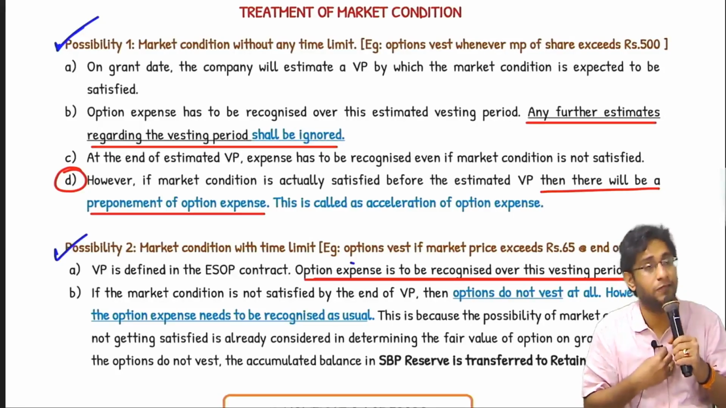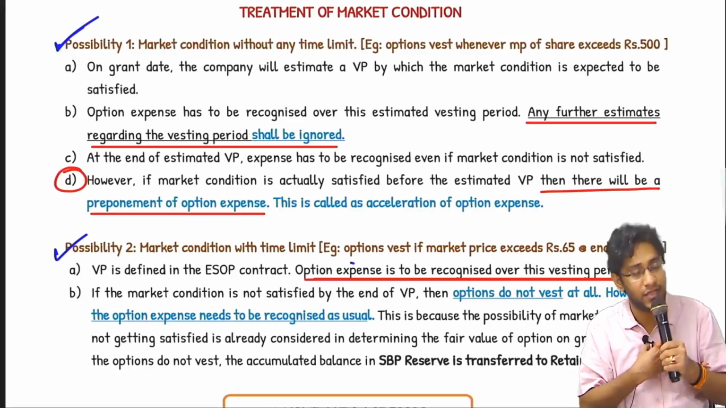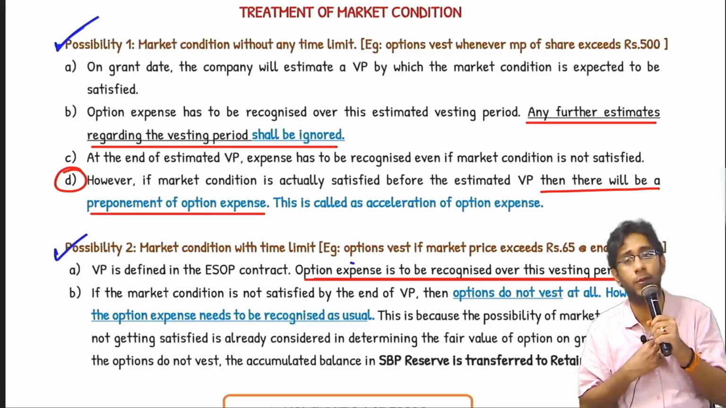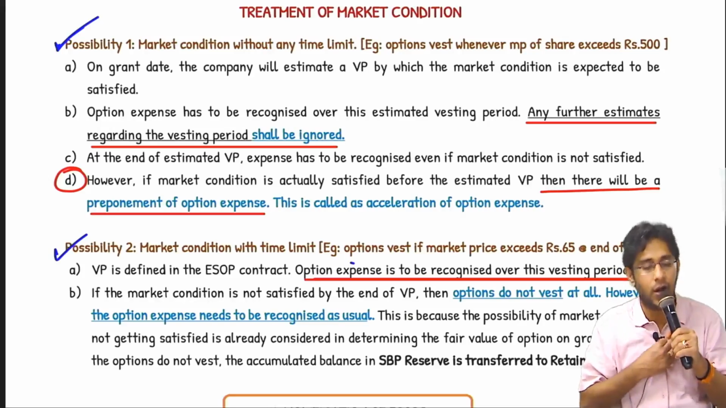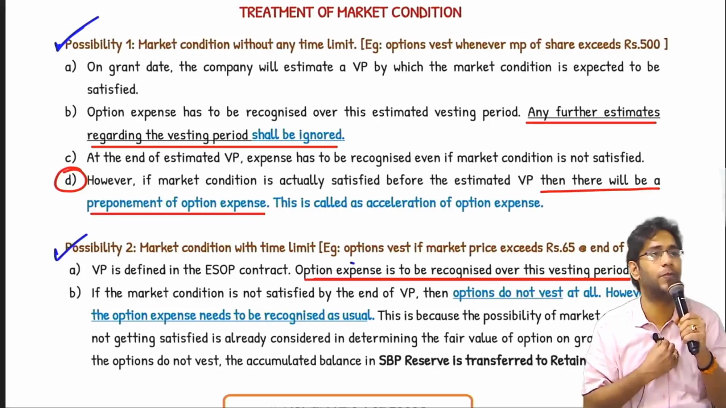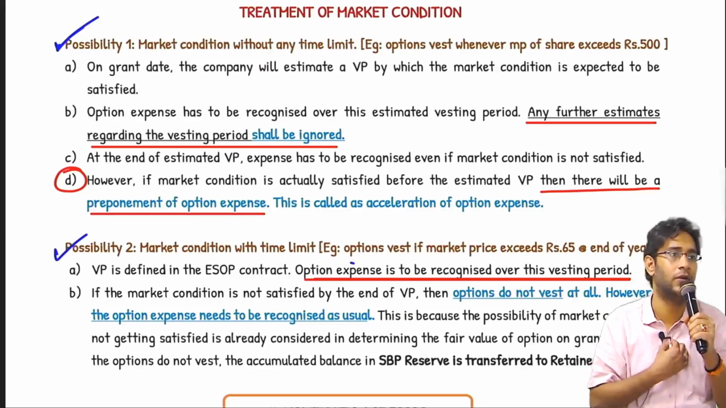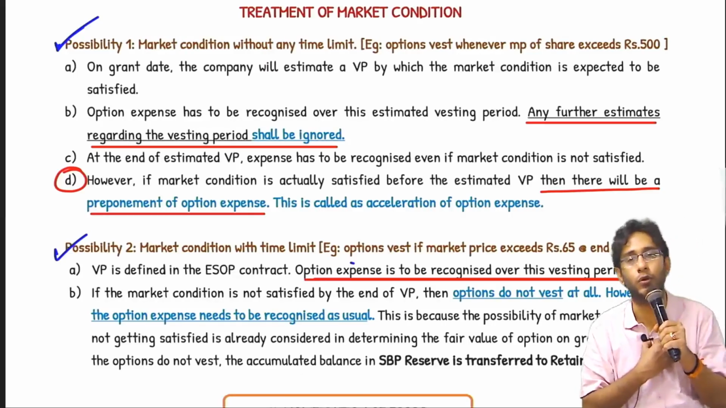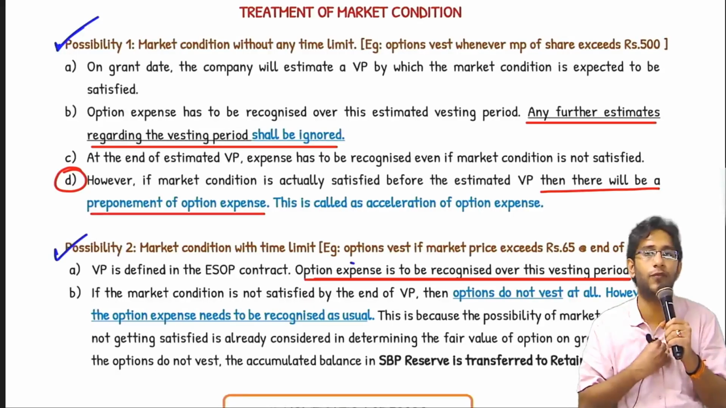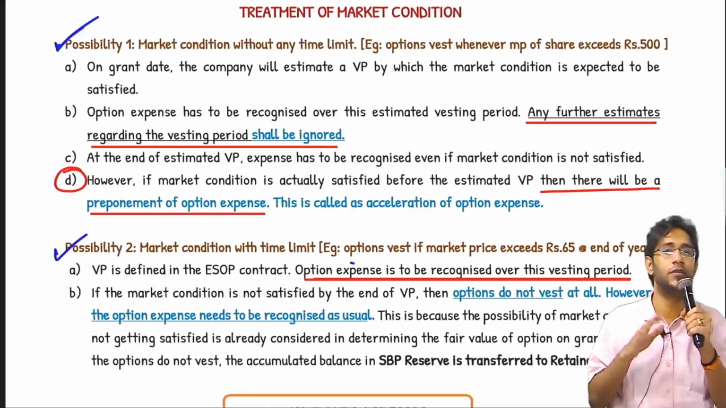However, if the market condition is actually satisfied before the estimated vesting period, then there will be a preponement of option expense. This is called acceleration of options. In that case, you definitely have to change the denominator. First year 4 you took, second year 4 you took, third year 3 you have to take. The moment you take 3 in the denominator, the third year and fourth year expenditure at once will get booked in the third year itself. This is called preponement.